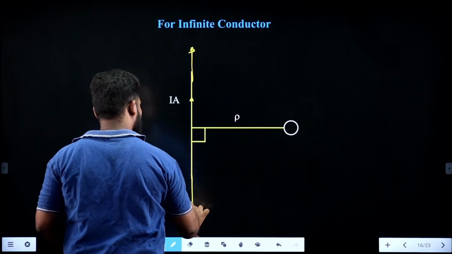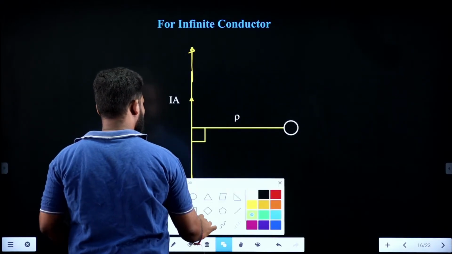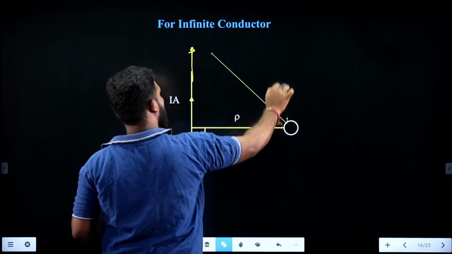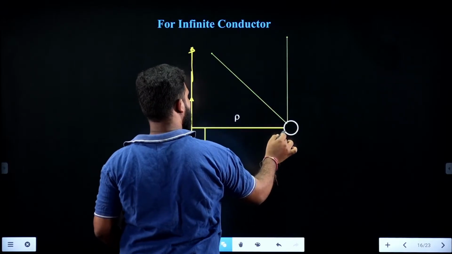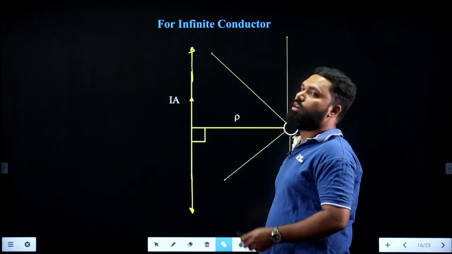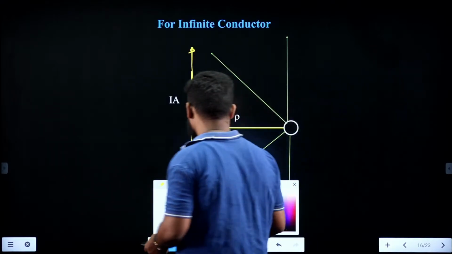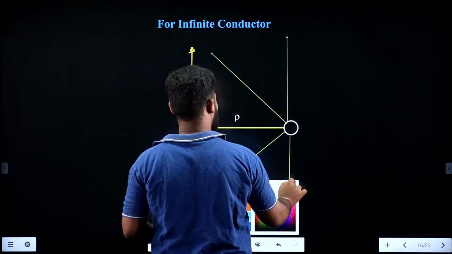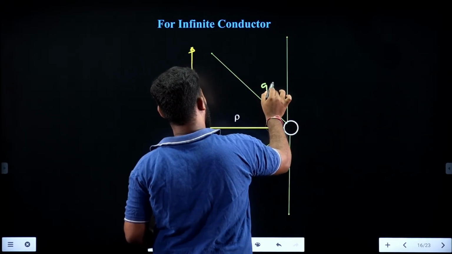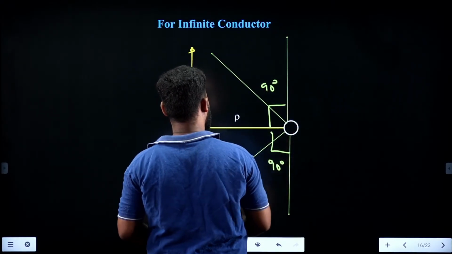It is an infinite length conductor. I want to see the corners of this one. Can I see the corners? No, it is infinite extent. So what happens to the angles here? Yes, this will become 90 degrees. So alpha 1 is 90 degrees, alpha 2 is 90 degrees.